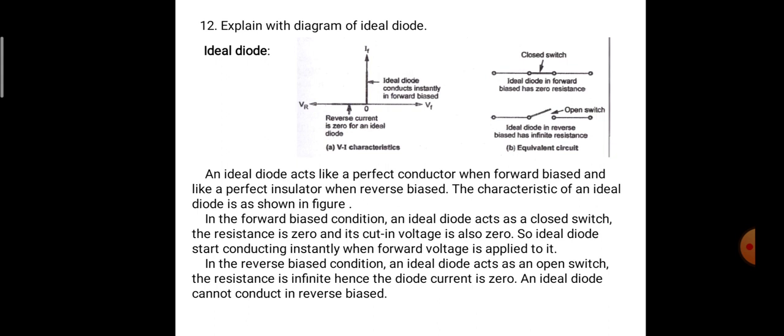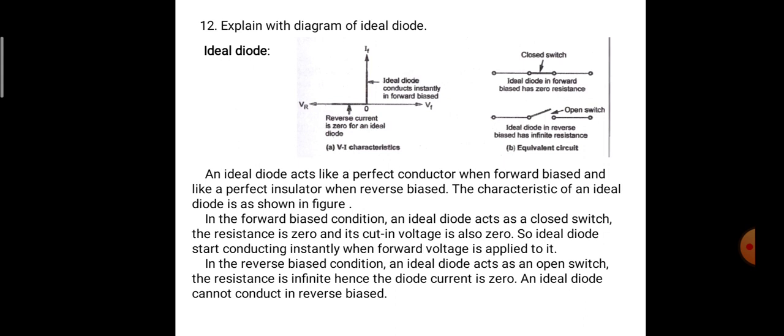The next question: explain with a diagram the ideal diode. The figure shows the VI characteristics and equivalent circuit. An ideal diode acts like a perfect conductor when forward biased and like a perfect insulator when reverse biased. The characteristic of an ideal diode is shown in the figure.